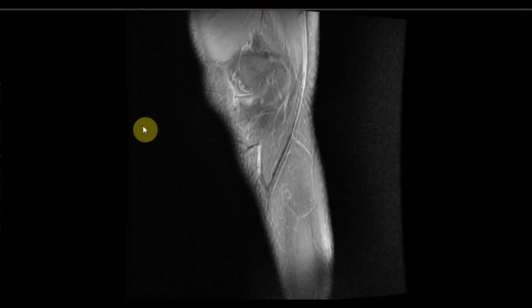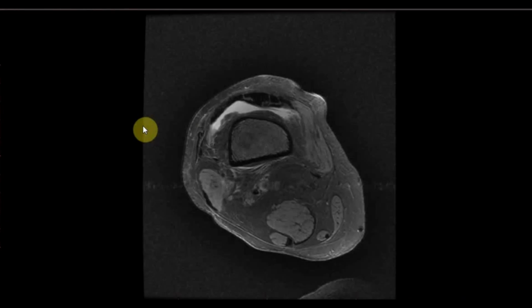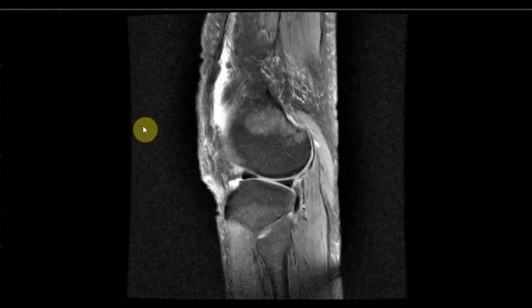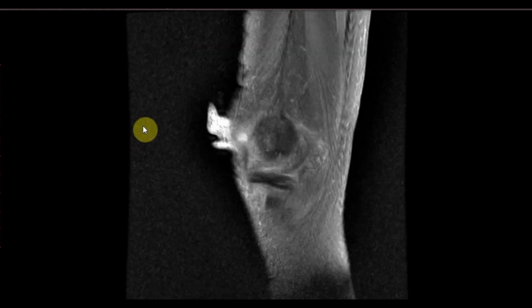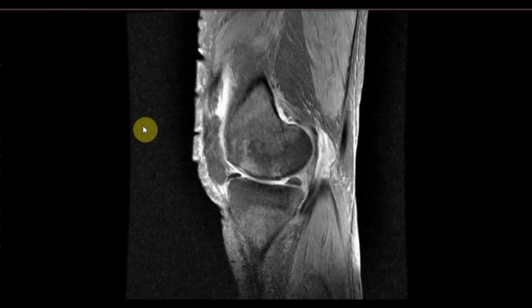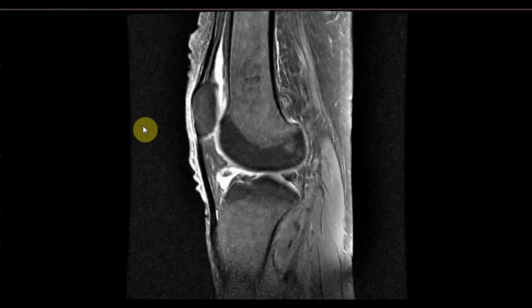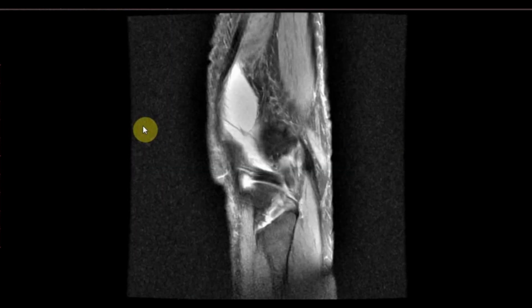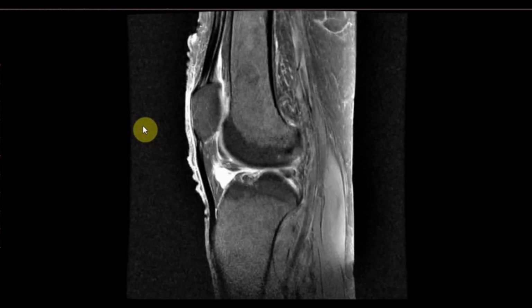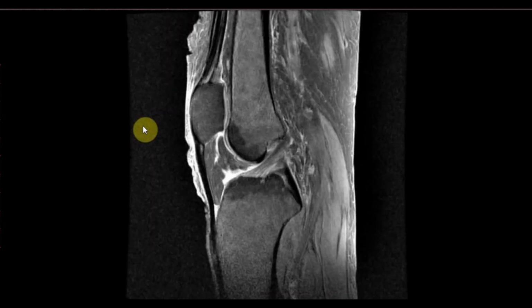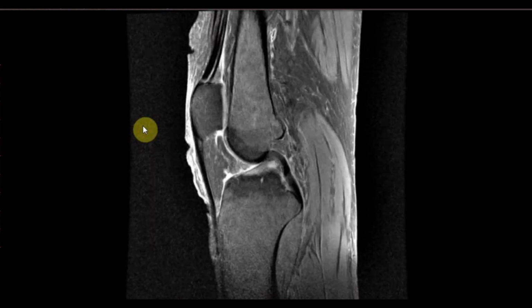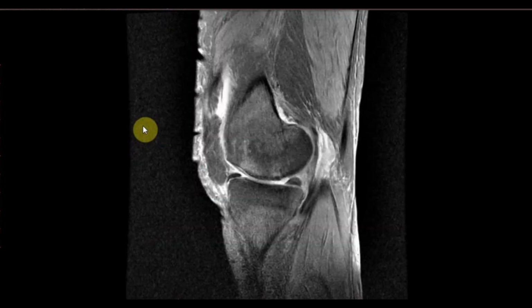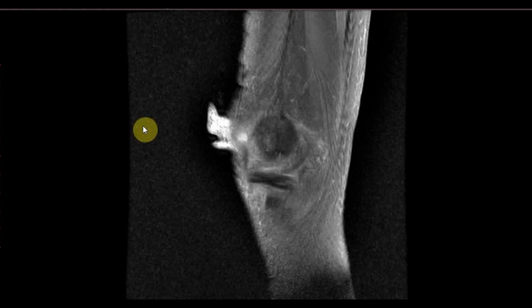Let's move to the next case. This is the case of a 55-year-old female who presented with pain in the knee joint for 2 years, followed by sudden increase in the severity of pain for the last 1 month. So this is the sagittal PD fat sat. We can see there is mild effusion. Anterior cruciate ligament is showing hyperintensity. However, the fibers appear intact. PCL is normal.